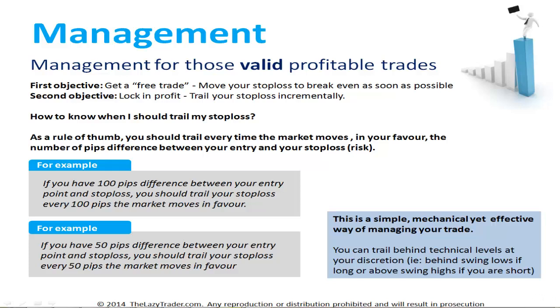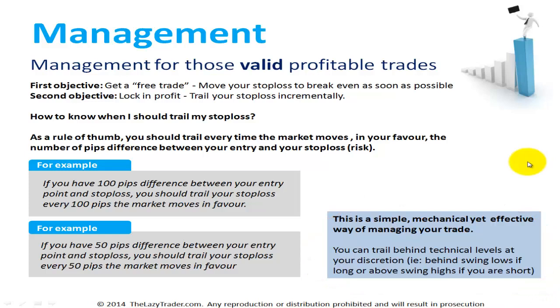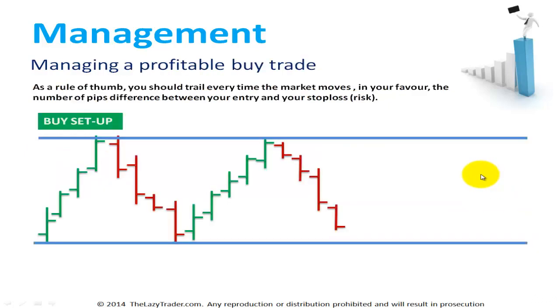If you don't want to do this, if you want to give the market even more room to breathe, then you can always be discretionary and trail behind key levels of support and resistance, or swing lows if you're going long, or swing highs if you're going short. It's up to you, but this way of trailing and locking in profit according to how many pips difference between your entry and your stop loss, or points for that matter, is very scientific. So let me explain in this animated example.